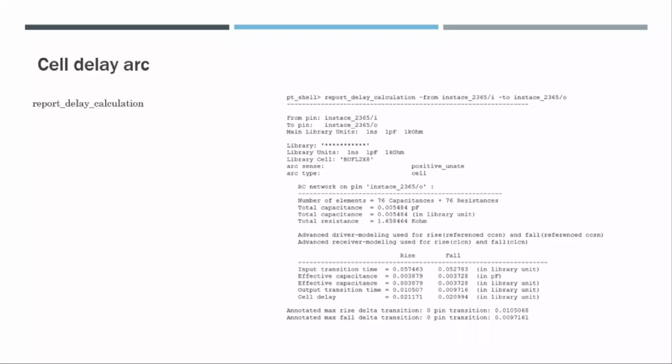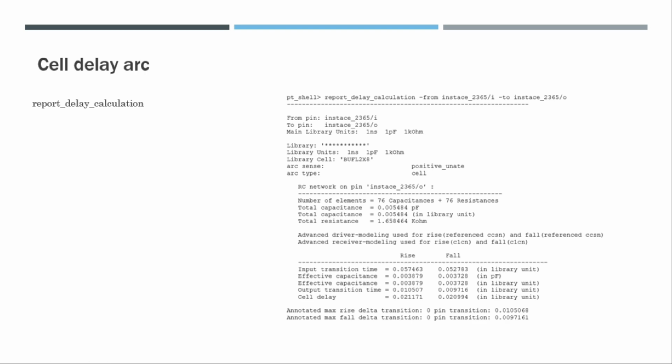So let's get started. We will look at both cell delay arc and net delay arc in this video because there will be slight differences between the cell delay arc report and the net delay arc report. So to get the delay calculation report, we can use the command report delay calculation. In this case, I have reported a cell delay arc, which is from the input of this instance 2365 to the output of this instance 2365. All right, this is the report we will get if we execute this in PrimeTime.